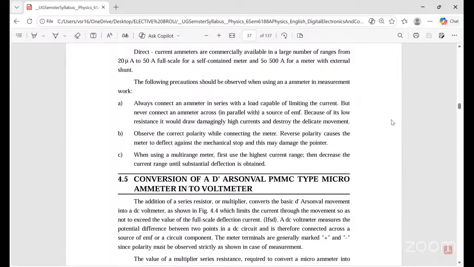So there are different precautions while you are performing or utilizing this ammeter in a circuit. You need to follow such precautions. These are the precautions, but in the examination they won't ask what the precautions are here. But you need to understand what precautions are to be taken while you are connecting the circuit.